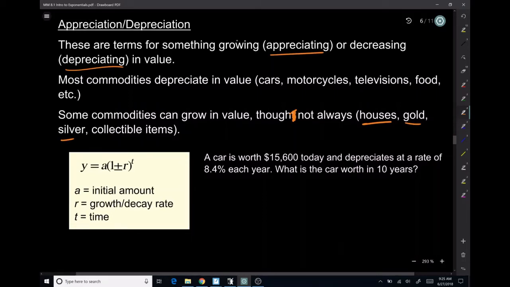Houses tend to grow in value. Gold and silver can go up and down, but overall tend to grow in value, as can some collectible items for a while, although rarely do these grow forever.